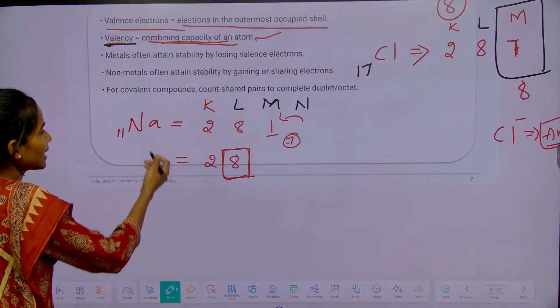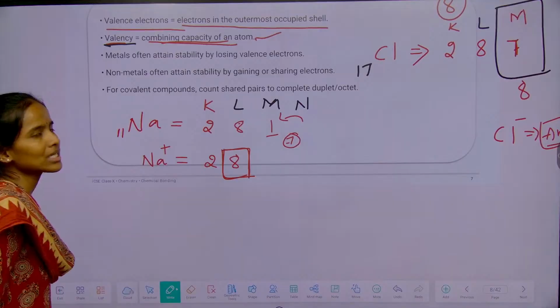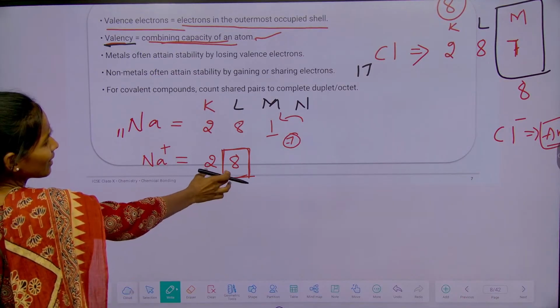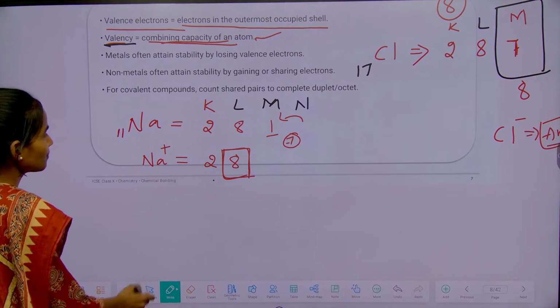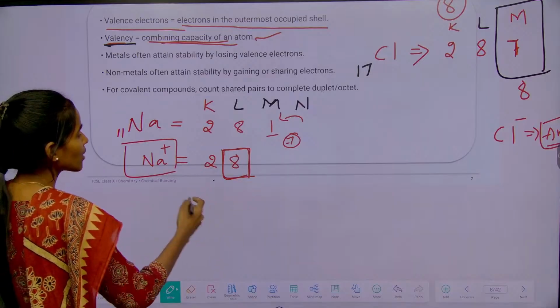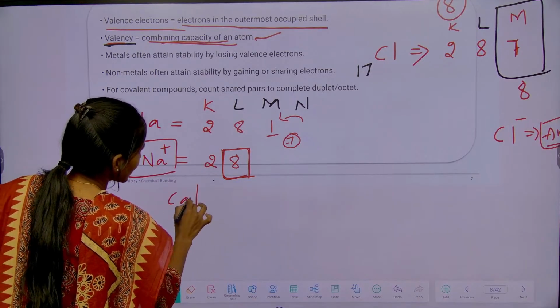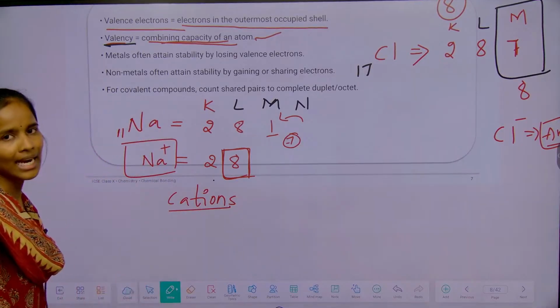So what is happening here? By losing one electron, sodium is getting a positive charge and it is getting a stable configuration. So here we represent the loss of electron. The loss of electrons generally gives the resultant species, which we call cations.